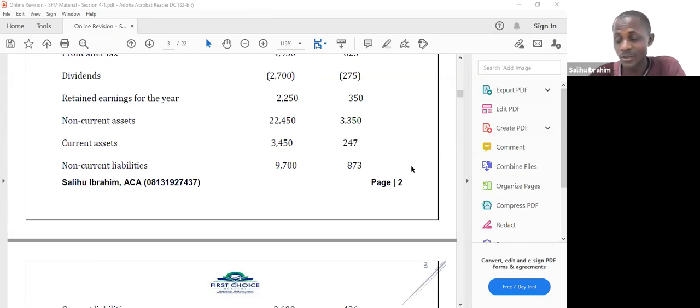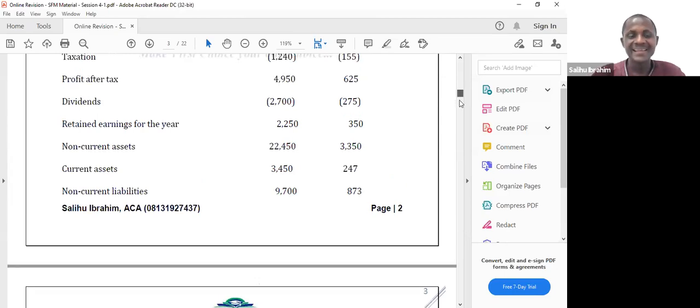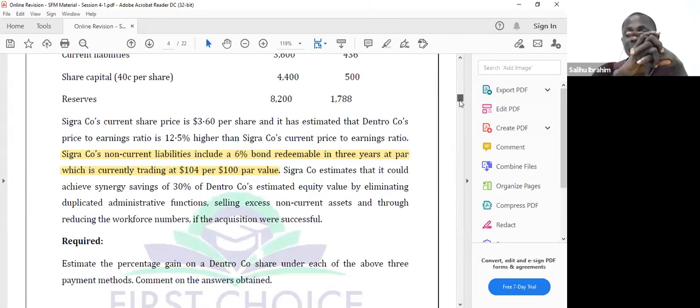So when you multiply your price earnings ratio by EPS, you get the market price of the company. But how do I get the price earnings ratio of Sigraco? That is the question. The question has given you clear information here. Let me also tell you that it is only a quoted company that can have a price earnings ratio. A company that is not quoted cannot have a price earnings ratio.